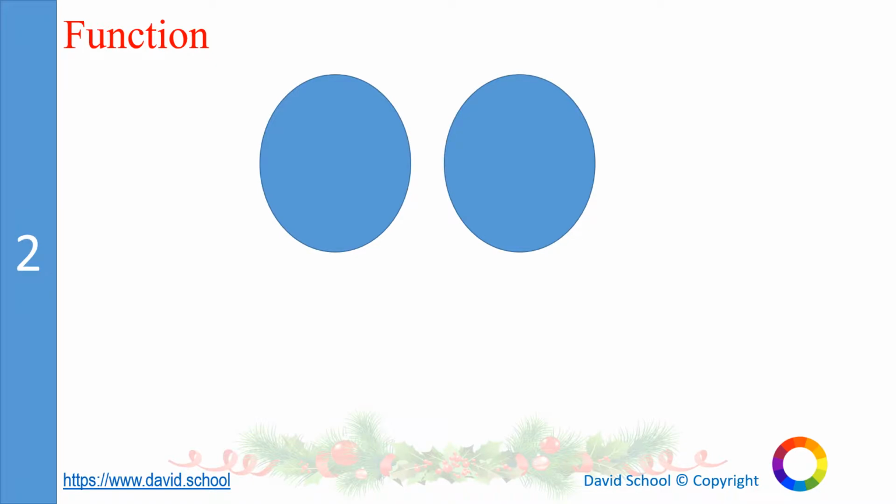In set A, we have three elements, 1, 2, 3. And in set B, we have three other elements, 1, 4, and 9. They are related: 1 to 1, 2 to 4, and 3 to 9. How are they related? You may guess it. Clearly we can see 1 squared equals 1, 2 squared equals 4, and 3 squared equals 9. Therefore, the function is x squared equals y, or y is x squared.